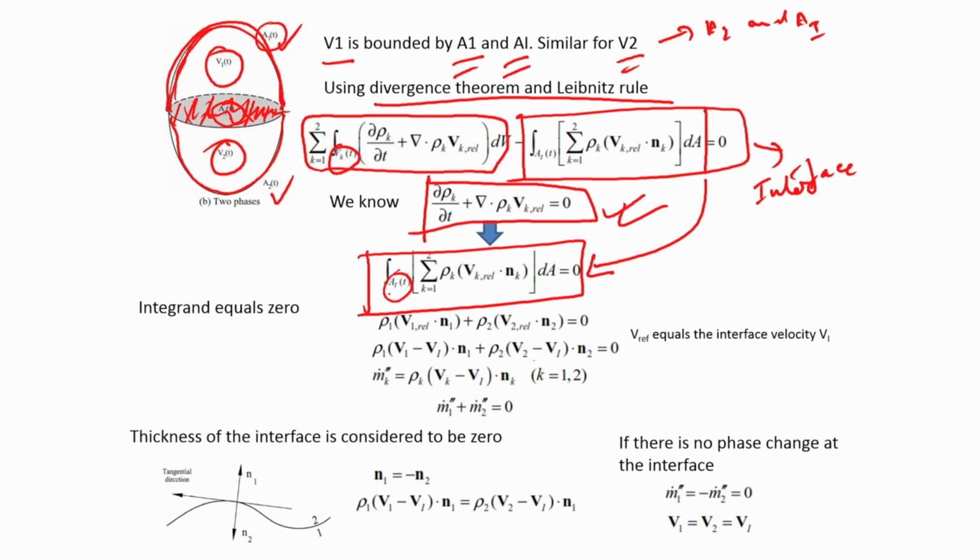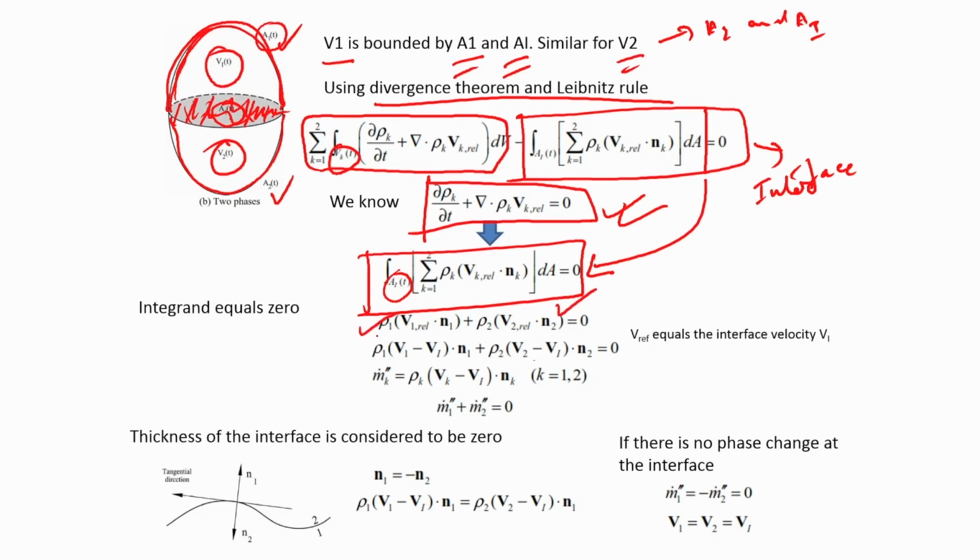Okay. Now, since the integral is equal to 0, the integrand should also be equal to 0, because this area can be very small. So, what we have over here is a sum total, because it is summed over both the phases. So, it is a sum total of phase 1 and phase 2, right.